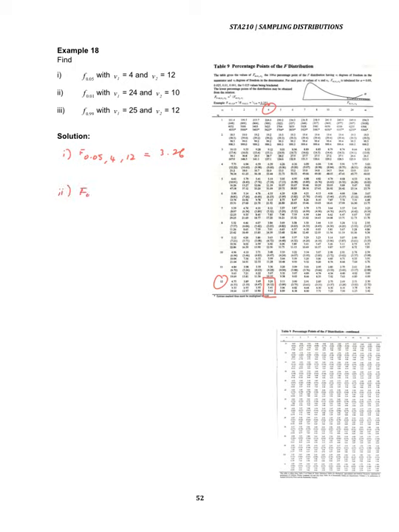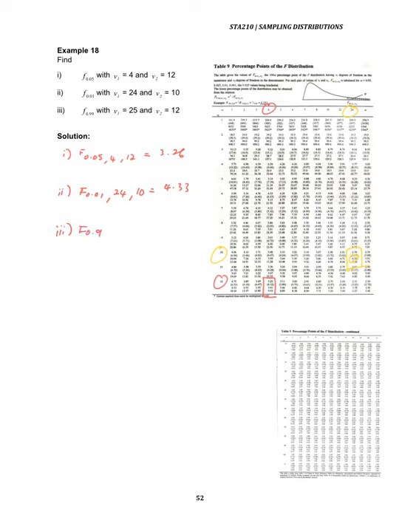Yang kedua, dia nak F 0.01, V1 dia 24, V2 dia 10. Okay. 24 and 10 ada dekat, okay, dekat sini juga. 24 is here, 10 is here. So we will consider this part. Okay, dia nak 0.01. 0.01 yang nombor 3. So nombor 3, the third one is 4.33. 4.33.